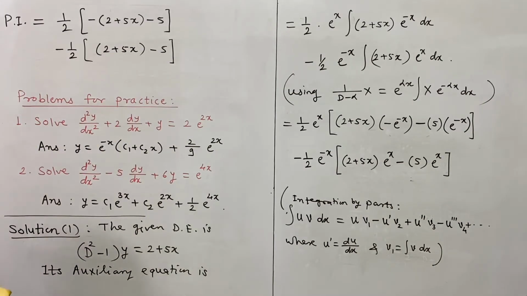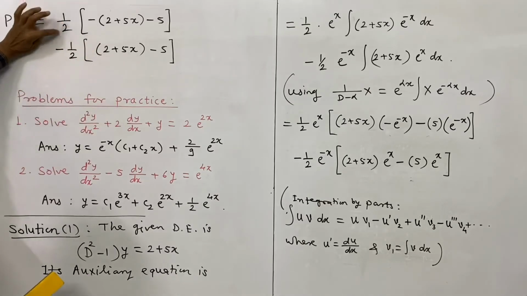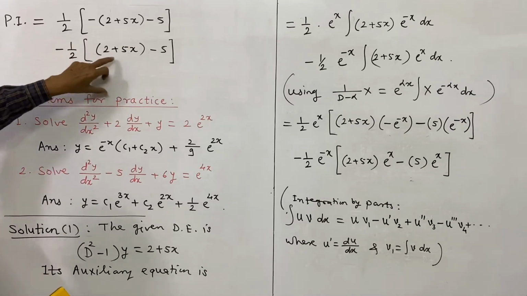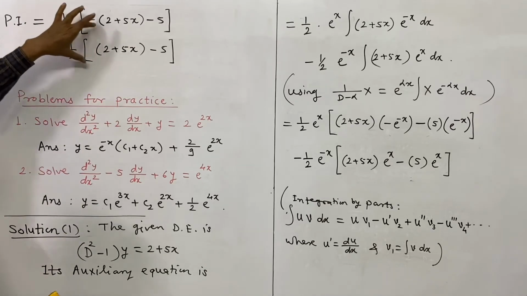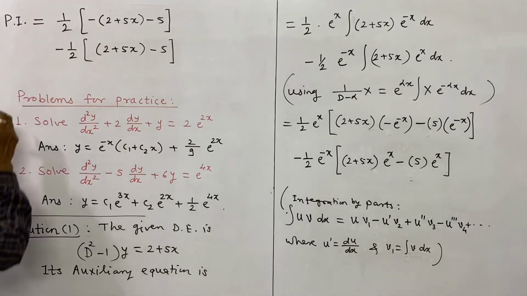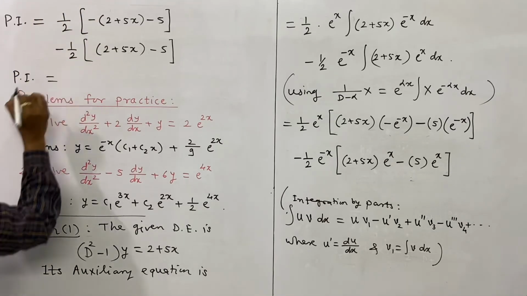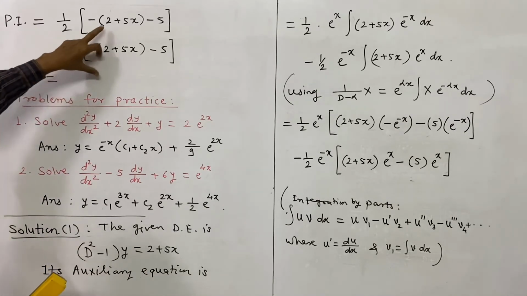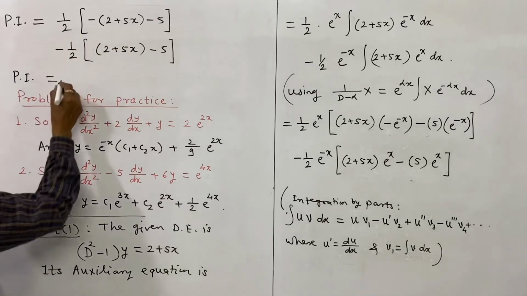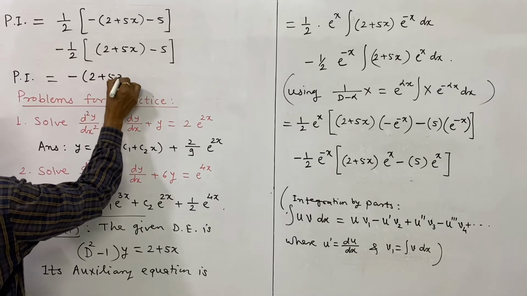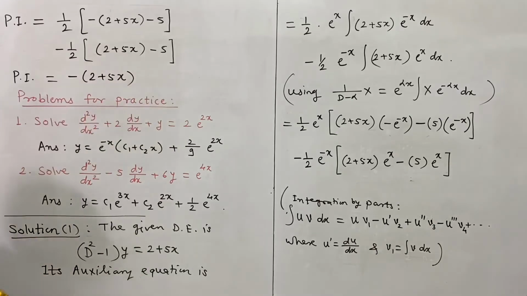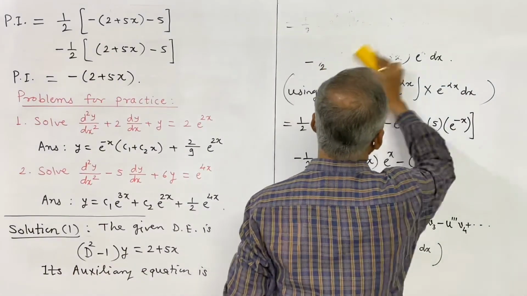Now we shall see, what will be the addition of these two? This is minus half 2 plus 5x, and this is minus half into 2 plus 5x. So this is having the same sign, and therefore these terms will be added. PI is minus half and 2 plus 5x, that will be negative of 2 plus 5x, and this is minus PI by 2, and this becomes plus PI by 2, that term cancels. So this is the PI, and thus now the general solution can be written.